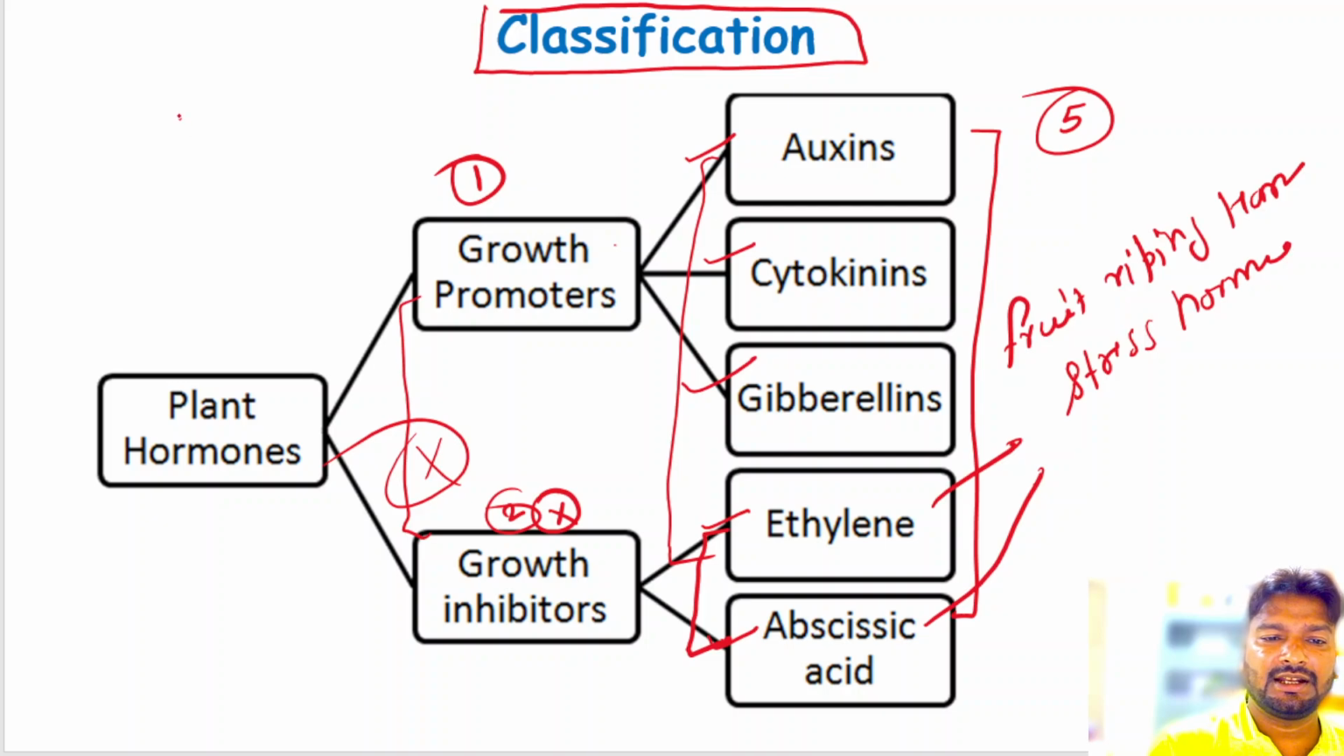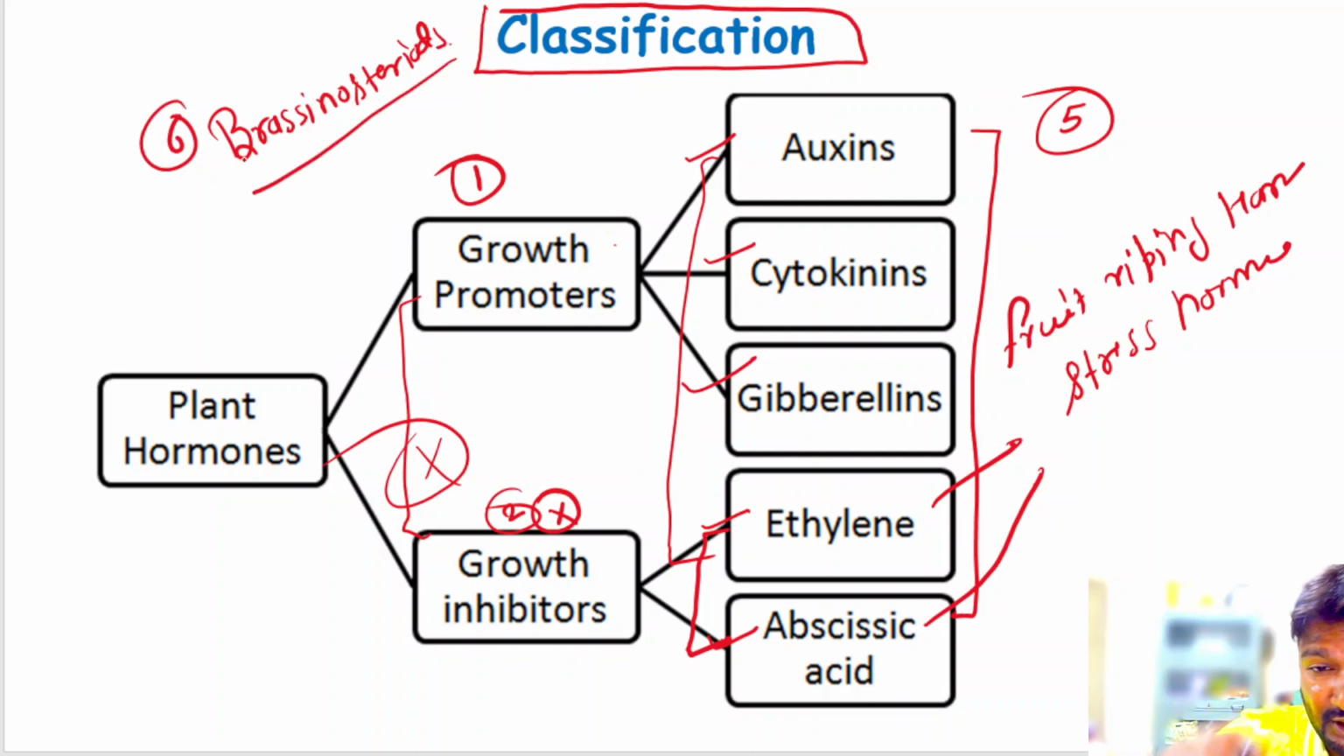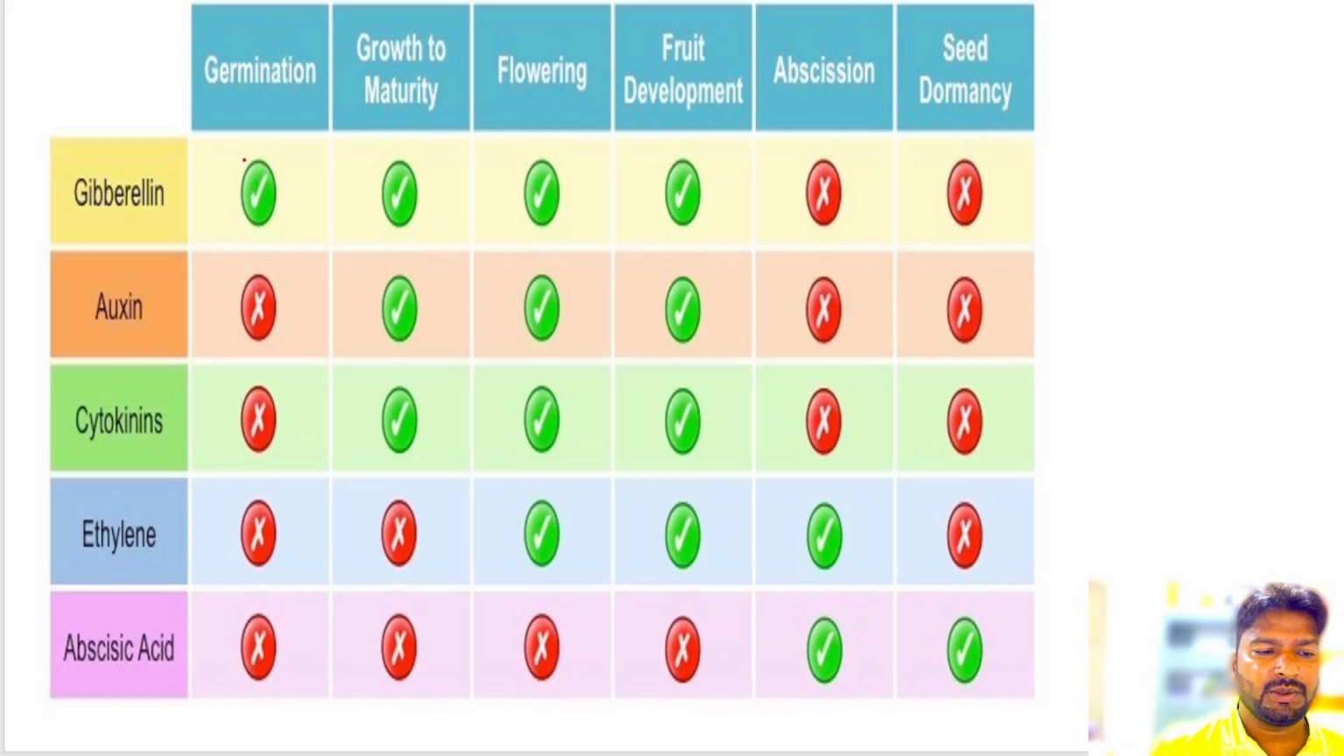Also, some books consider a sixth hormone, brassinosteroids. So there are 6 hormones. This is about the classification of the hormones. Next, the important functions of the different hormones.